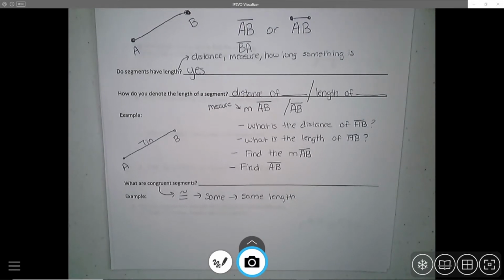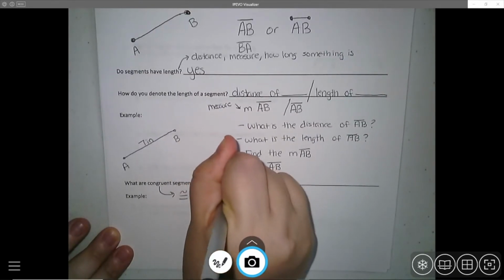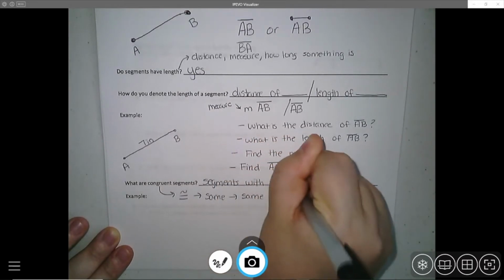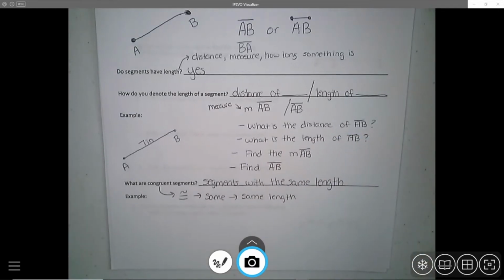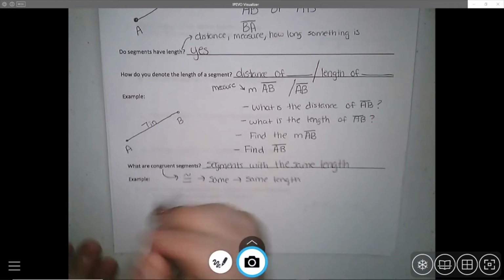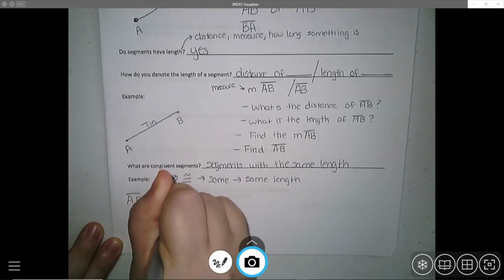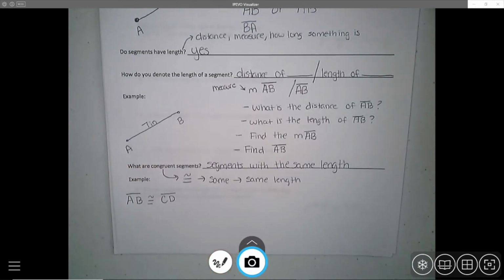Okay, so in this case, what are congruent segments? Well, these are segments with the same length or distance. Okay, there's 3 ways that we could denote that we have congruent segments. Okay, the first way is symbolically, they would put 2 segments, let's say AB and CD, and they just put that congruent symbol in between.